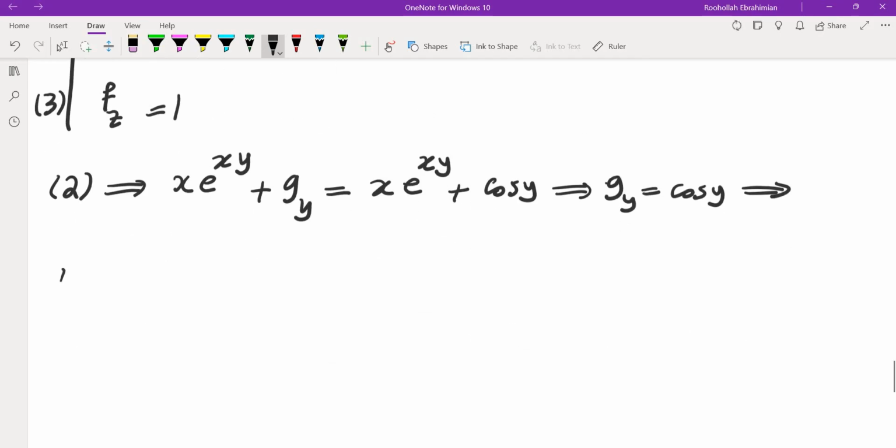Now we'll have to integrate again. So g of y, z is going to be sine of y, but again we need a plus c. But because this is a partial, any function of z would disappear when you take the derivative. So this is what we get.